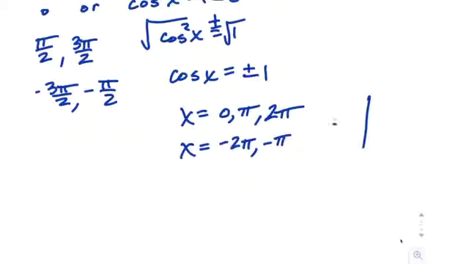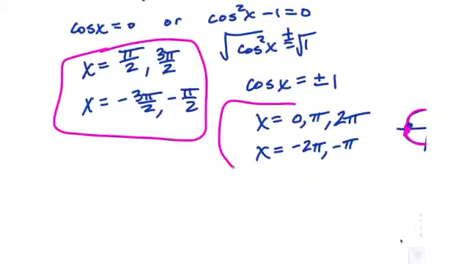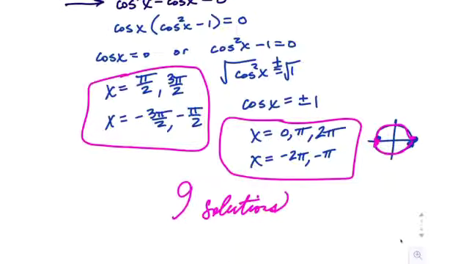So basically that one's hitting all of them here at 0, pi, 2 pi, and then going back around negative pi, negative 2 pi. So how many solutions does this fella have? 4 over here and 5 over here, so 9 total solutions from negative 2 pi to 2 pi.